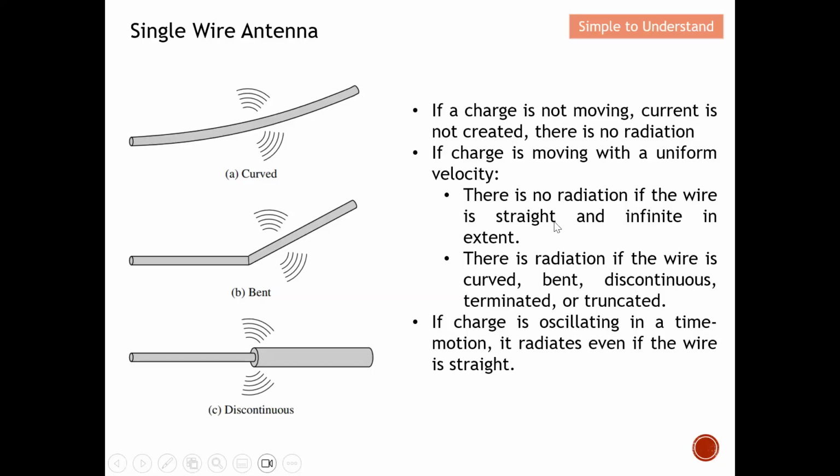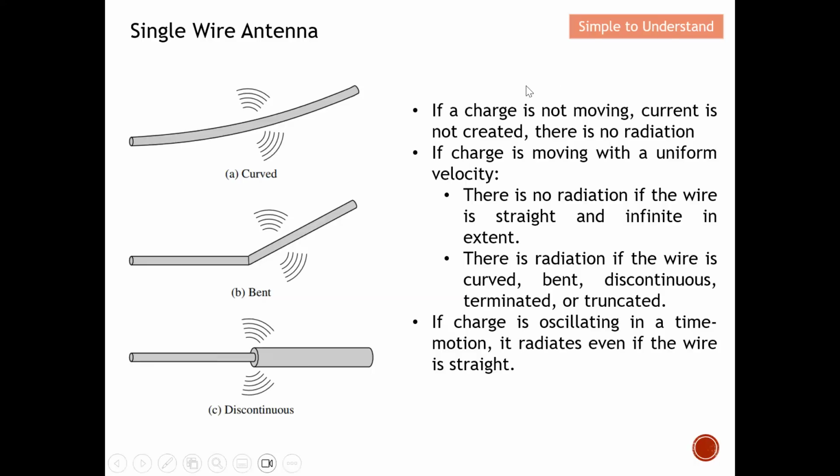If the wire is straight and infinite in extent, which means that the wire is infinitely long, there will not be any form of radiation. This is one of the conditions. There will be radiation if the wire is curved. From this part here, you can see that the wire is curved, then you will have some radiation. If there is a bend, again you have some form of radiation, and if you have some form of discontinuity, again you will have some radiation here. If the charge is oscillating in time, it radiates even if the wire is straight. So basically this is the condition for how we can have radiation.